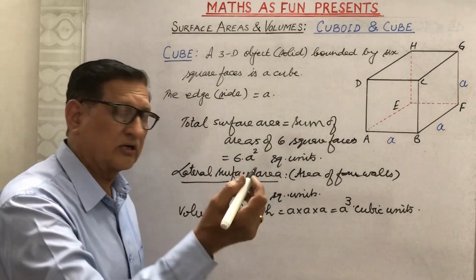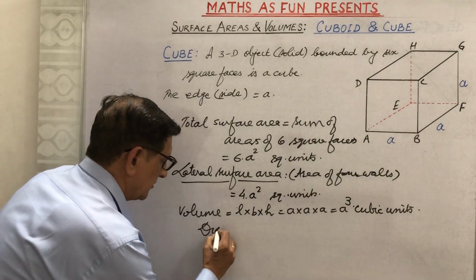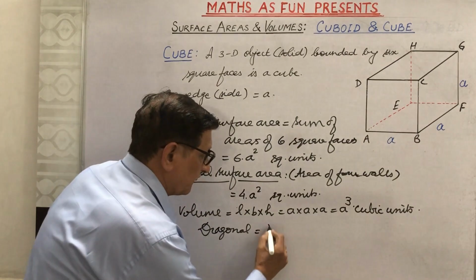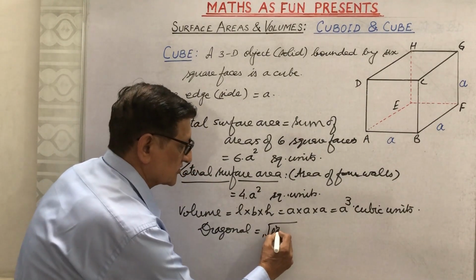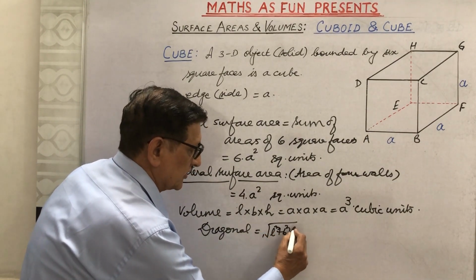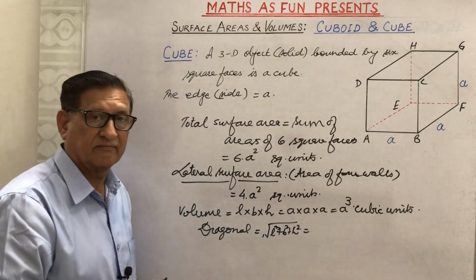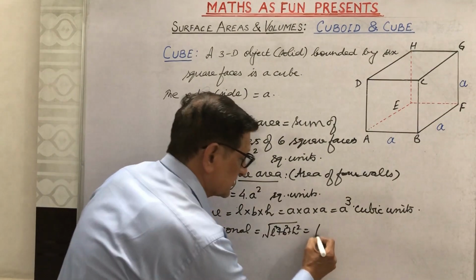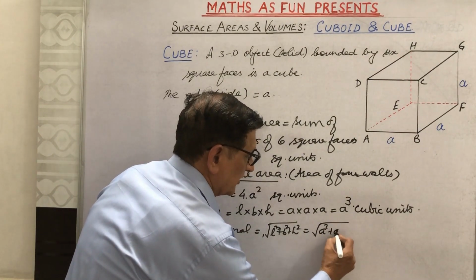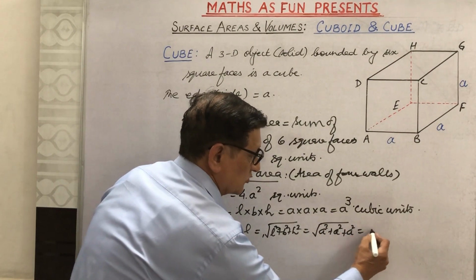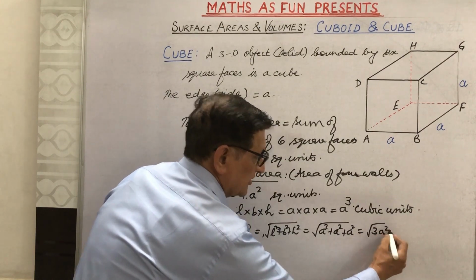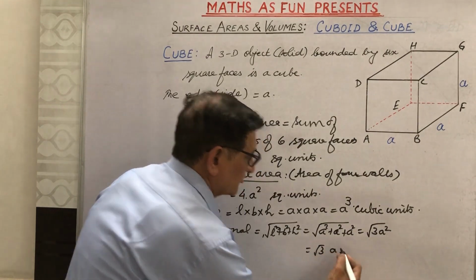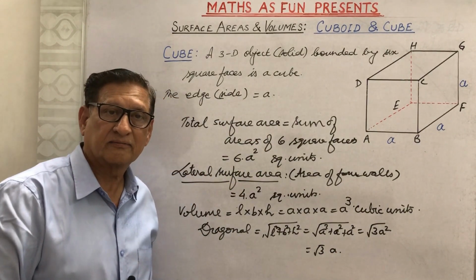In case we want to find out the diagonal of a cube, the formula for a cuboid was root of L square plus B square plus H square. Here all the dimensions are A each. It means this will be root of A square plus A square plus A square, that is root of 3A square. Or we can say root 3 into A.